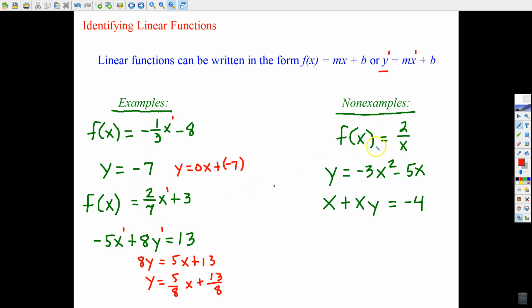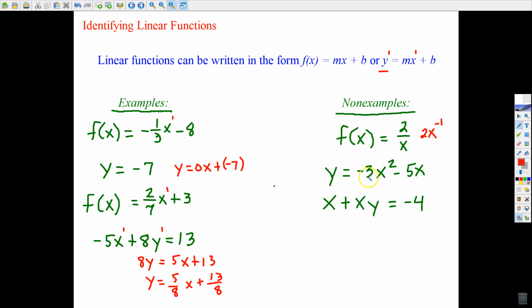Here are some that are not. Anytime you have a variable in the denominator, that's a clue that it cannot be linear. Another way of thinking of this, if you remember your exponent rules, is like saying 2 times x to the negative 1 power. We already said that your variables x and y have to have an exponent of 1 in order to be a linear function. Well, this obviously isn't 1, it's negative 1.